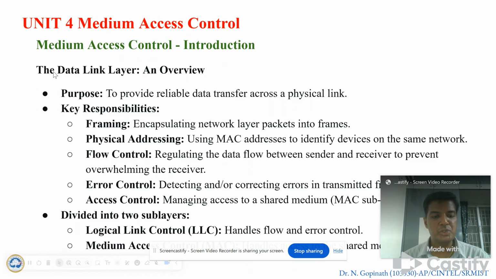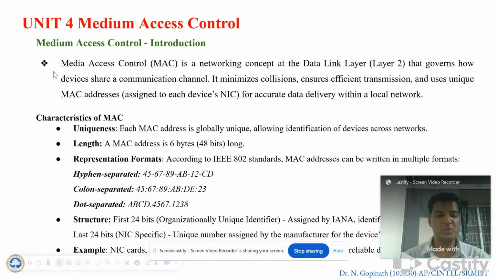It is divided into two sub-layers. The first one is Logical Link Control, in short LLC, and the second one is Medium Access Control, in short MAC. So let us start with the introduction of medium access control. It is a networking concept at the data link layer, that is the second layer in the OSI architecture, that governs how devices share a communication channel. It minimizes collisions, ensures efficient transmission, and uses unique MAC addresses for accurate data delivery within a local network.